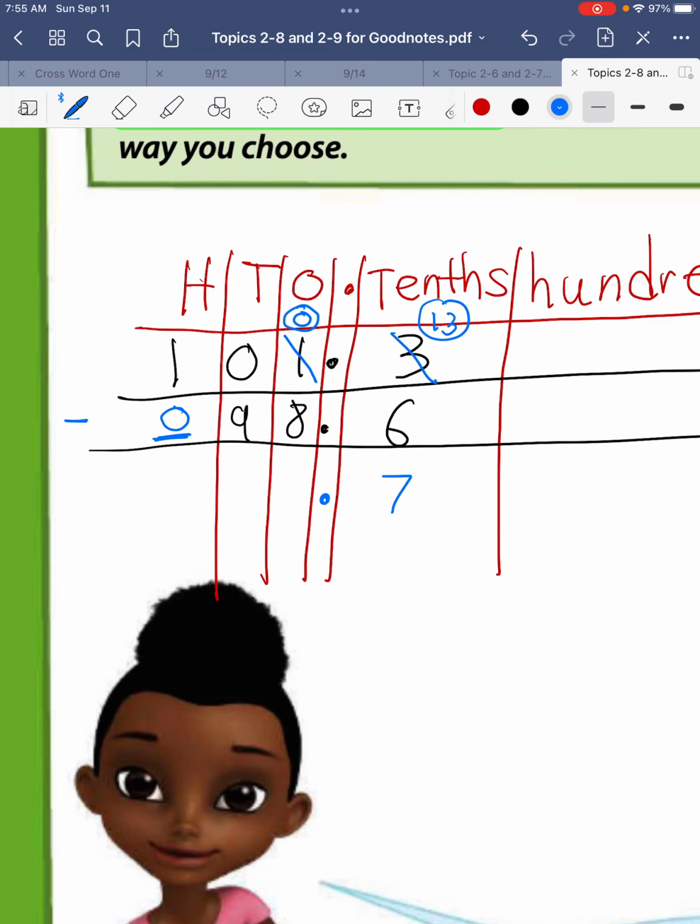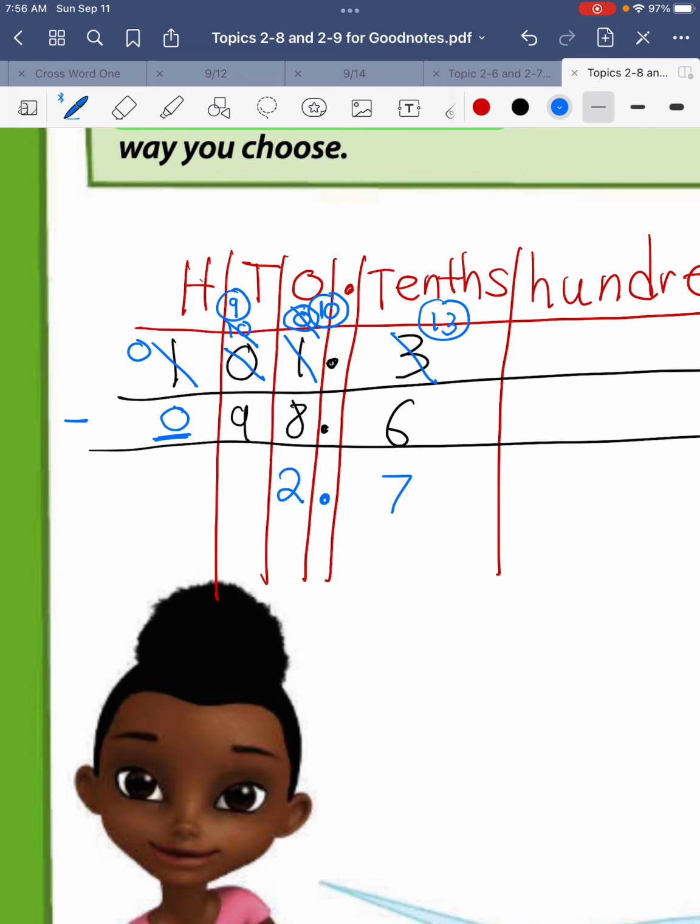So I take away from the 1, because I cannot take away from the 0. I take away from the 1, it becomes a 0. Now this is going to become a 10, but then I still have to give this 0 a number. So I have to take away from the 10, it's going to become a 9, and this will finally become a 10. Okay, so 10 minus 8 is 2, 9 minus 9 is 0, 0 minus 0 is 0.